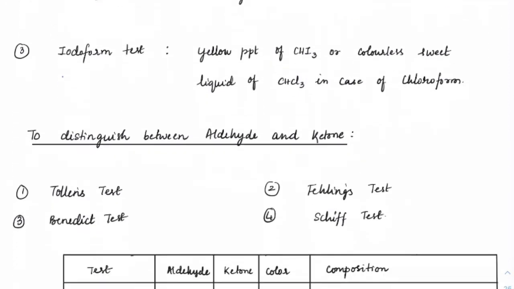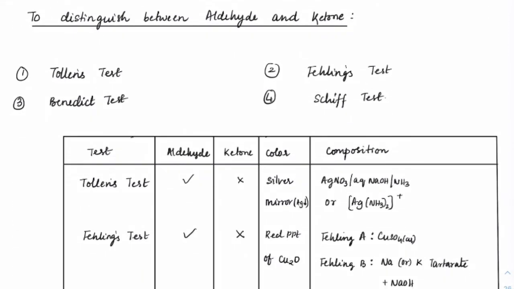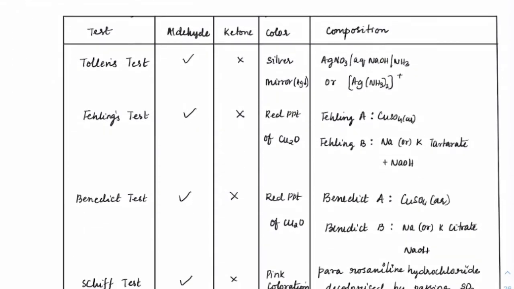Now, suppose if at all I have to distinguish between aldehydes and ketones, okay. In that case, we can simply go for oxidation reactions, which show the presence of aldehydes. Okay. So mainly 4 tests, or 4 oxidation reactions, are used: Tollens test, Fehling's, Benedict's, and Schiff test. Now how do these tests work? Let us see. All of these will give a positive test for the presence of aldehydes and not so much for ketones.